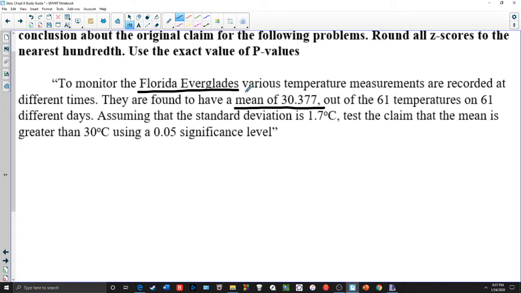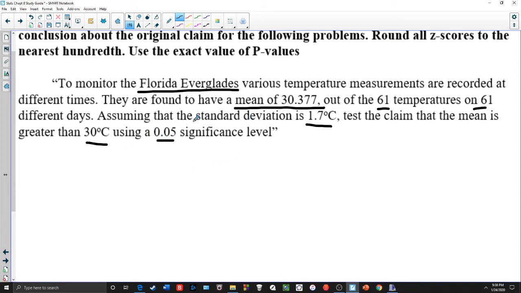So let's keep reading on here and see what we have. Out of the 61 temperatures on 61 different days, so that's the mean of 61 temperatures in 61 days. Assuming that the standard deviation is 1.7, test the claim that the mean is greater than that using a significance level of 0.05.